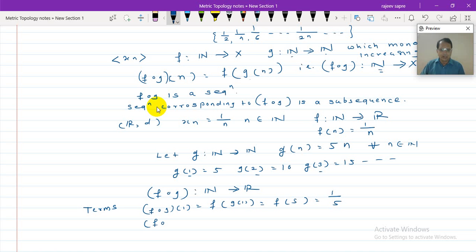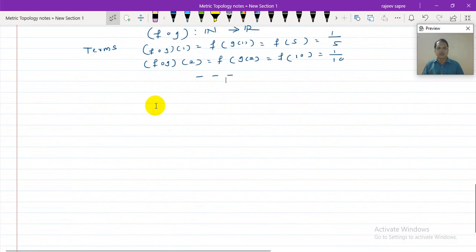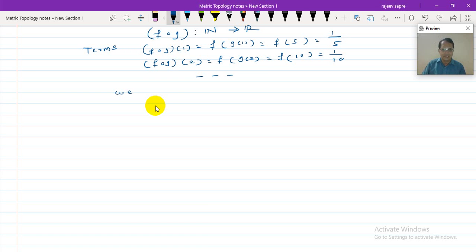Similarly, if you talk about f circle g operated on 2, it will be f of g(2). f of g(2) means f of 10, because g(2) is 10, as you know. So this is f of 10, which means it is 1 upon 10. Now you can continue this. So what happens here? Whenever I collect the terms of this f circle g sequence, which terms do I get? So we get a subsequence. What subsequence do we get?